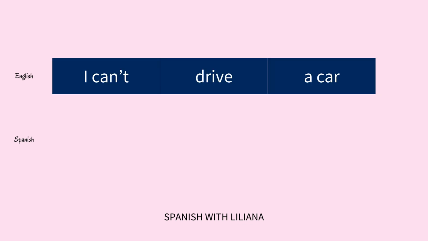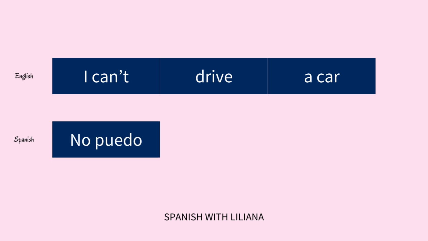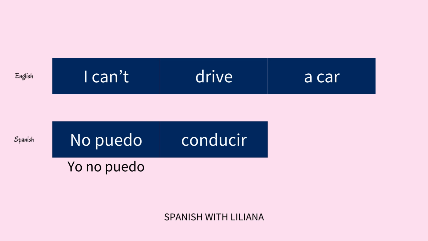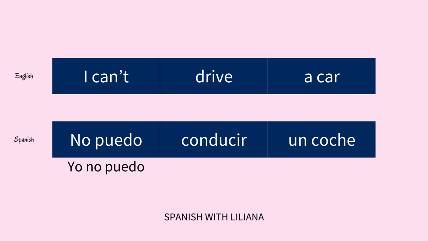Now let's turn that sentence into a negative one. I can't drive a car. I can't in Spanish is no puedo. Or if you're going to use the pronoun, it is yo no puedo. How do you say drive? Conducir. A car. Un coche. No puedo conducir un coche.